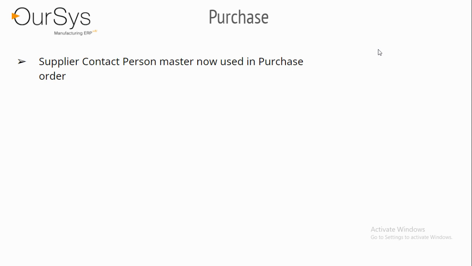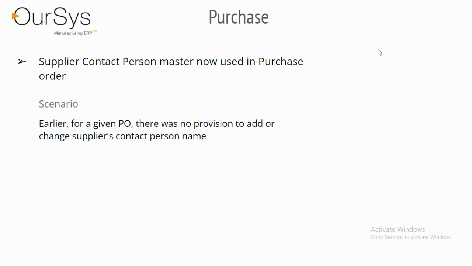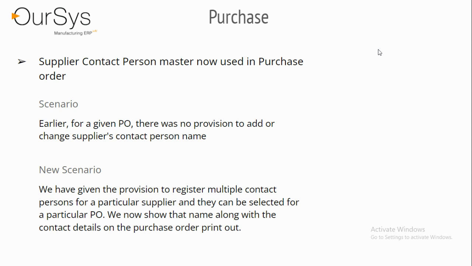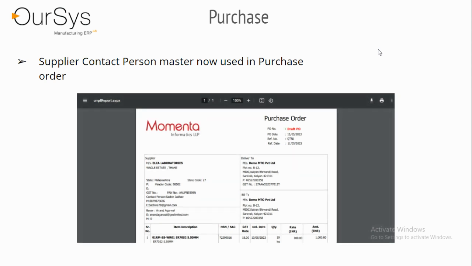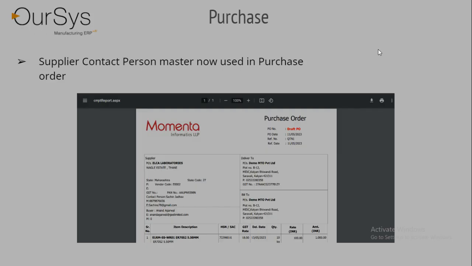The next enhancement we have made is the supplier contact person. Previously also we had a supplier contact person, but there was no compulsory field to add one. Now we have made it compulsory. So once my supplier is created, you can generate a contact person. Once my supplier is saved, the system directly redirects me to the contact person screen. And the contact person data is also fetched on the purchase order printouts.